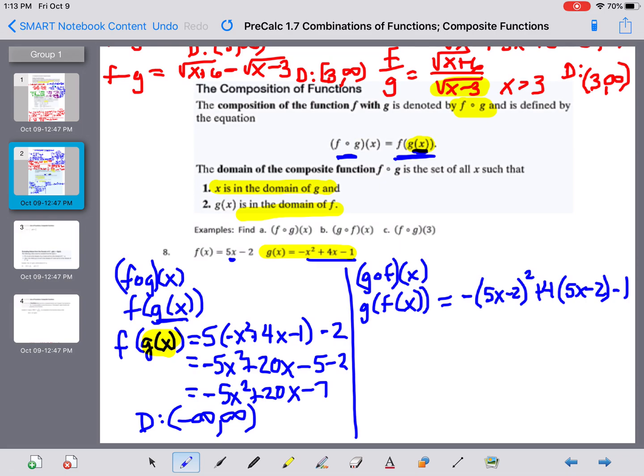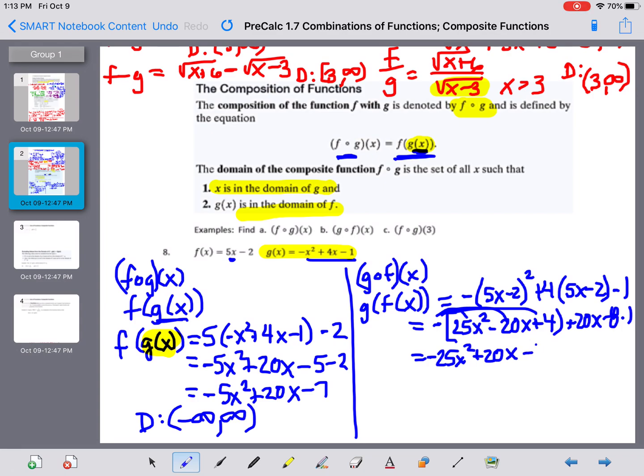All right, I've got some foiling to do here. So that's going to be a negative on the outside. I'm going to get 25x squared. I get two negative 10x's in the middle to make negative 20x plus 4. Distribute my 4 here. I get 20x minus 8 minus 1. I need to distribute my negative all the way through. So I get negative 25x squared plus 20x minus 4 plus 20x minus, if you're okay with this, I'm going to just join those and make it minus 9.